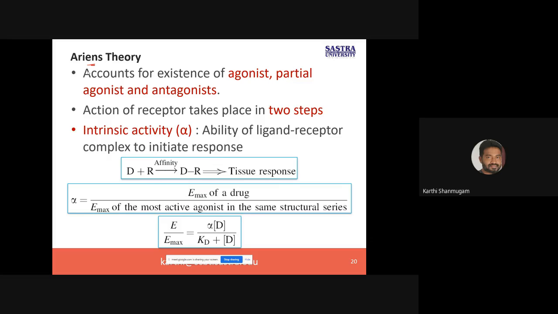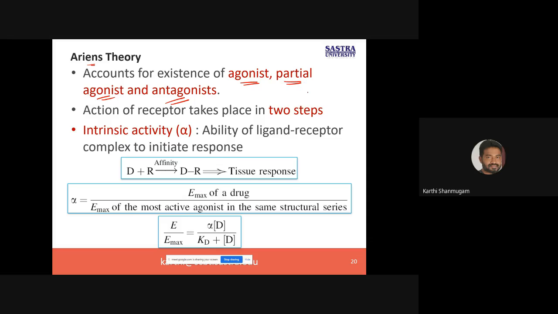Very similar to Clark theory, right? So he made very small, slight changes in Clark theory, but still he was able to explain the behavior of some other drug molecule having different characteristics. So this is the first theory which accounts for agonist, partial agonist, and antagonist, right? So maybe the terms are very new for you.